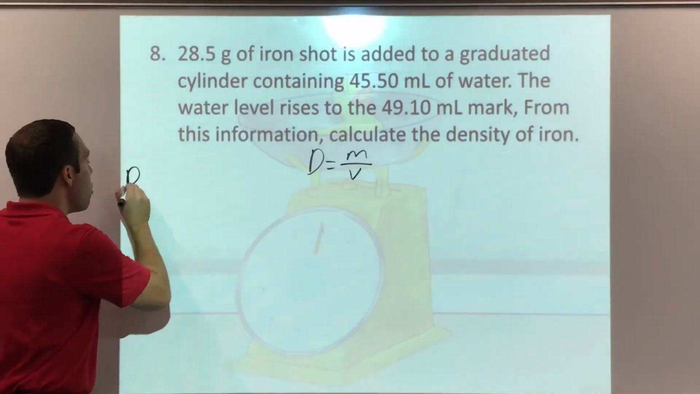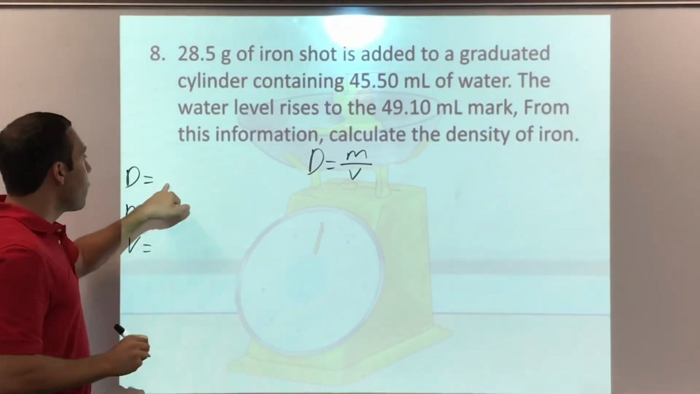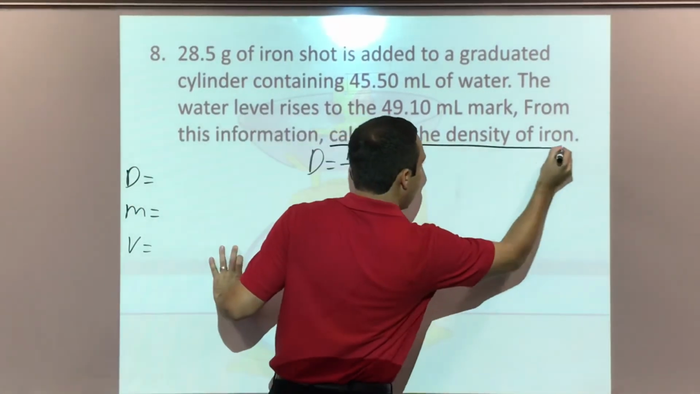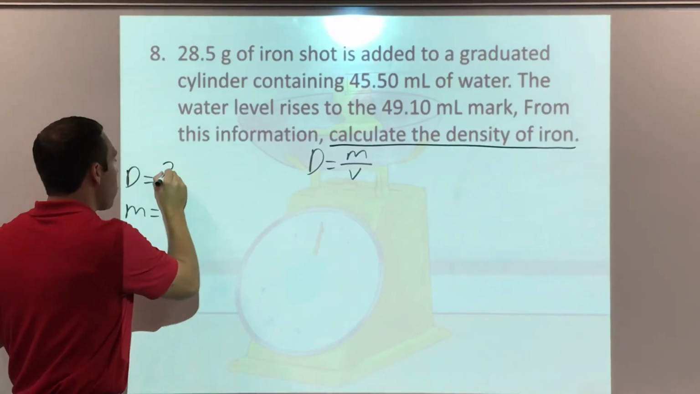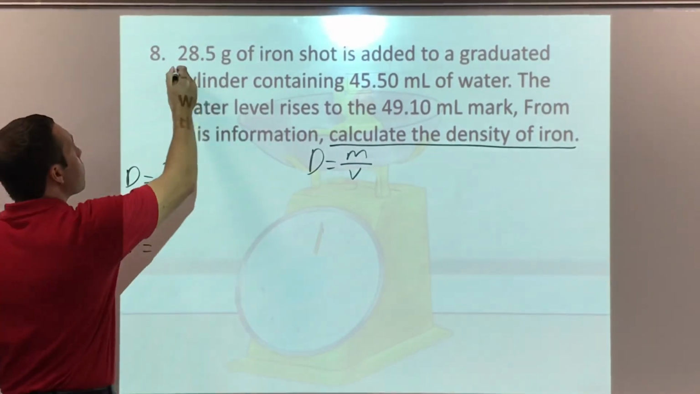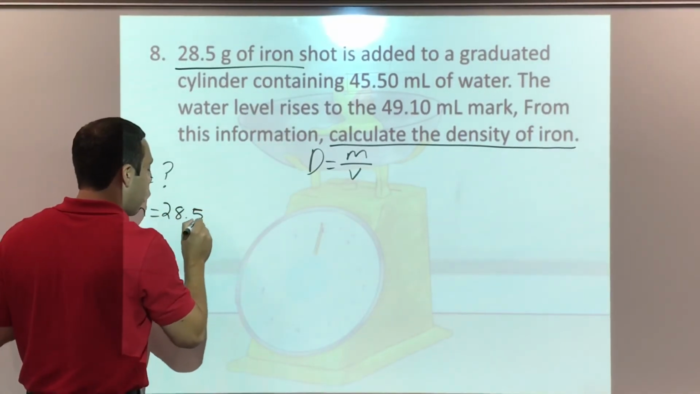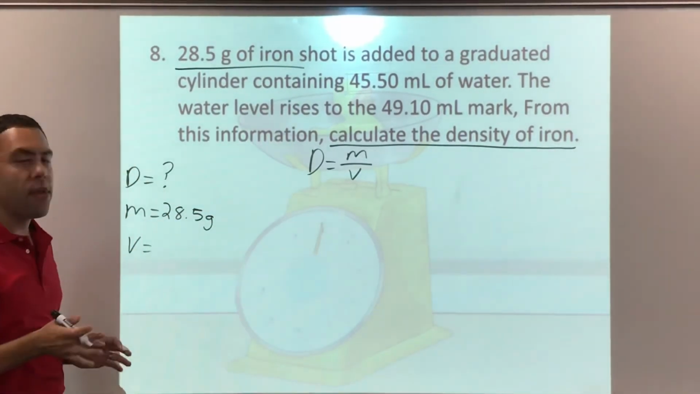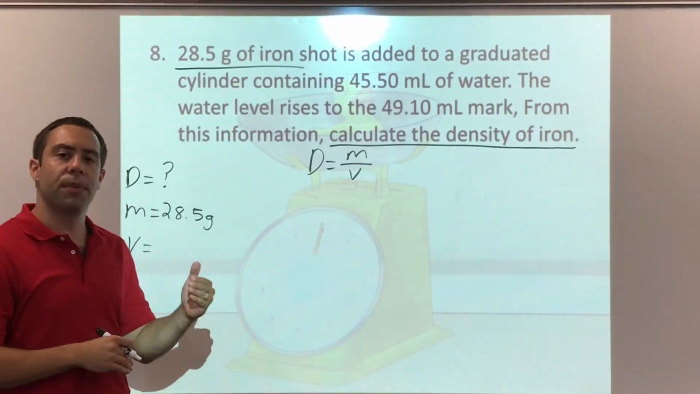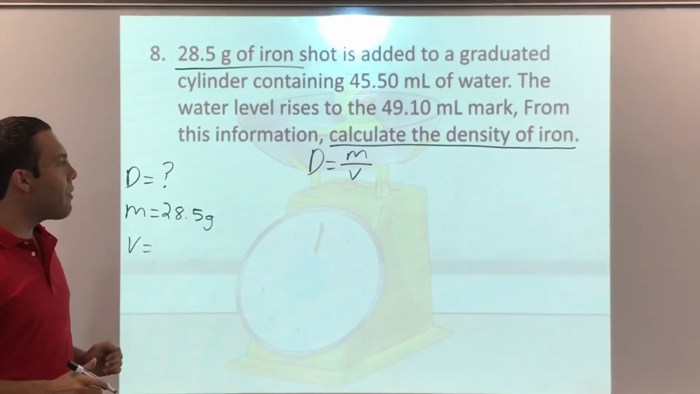Then we write our known and unknown values. For density, we do not know density. The problem asks us to calculate the density of iron. So that will be our question mark, our unknown. Mass we do know. We have 28.5 grams of iron. But for the volume, once again, we have to do something to figure out the actual volume of the iron. So now we have a graduated cylinder.